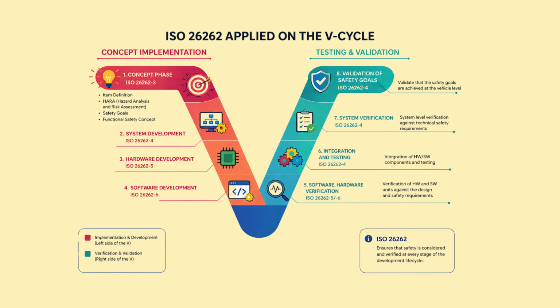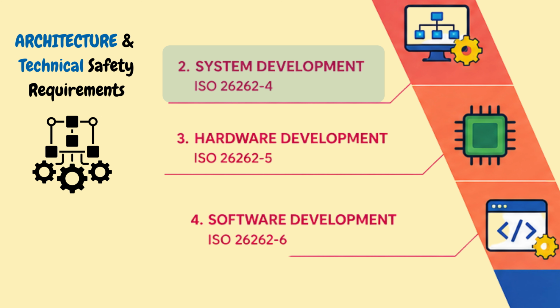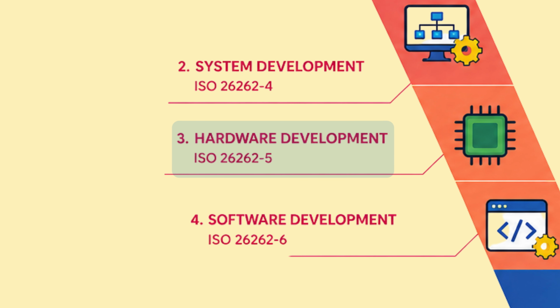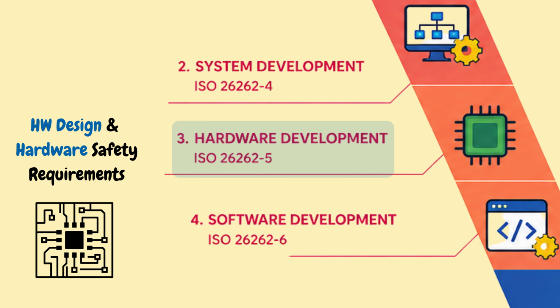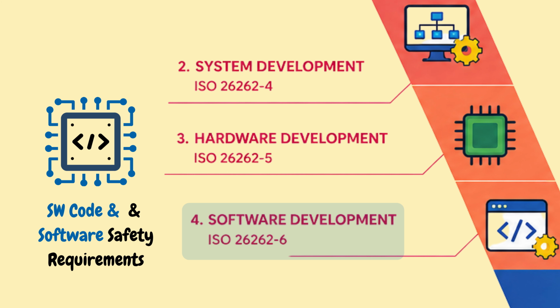The system is developed across three main levels: system level, hardware level, and software level. At each level, the safety requirements are broken down and implemented. At the system level, we define the overall architecture, the technical safety requirements, and how different components interact. At the hardware level, we design safe electronic components. And at the software level, we implement logic to detect faults and control the system safely.